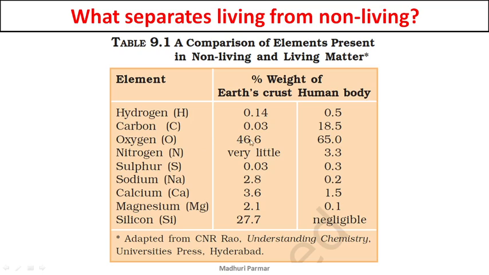Oxygen: in Earth's crust you have 46%, and in the human body, 65%. Nitrogen is higher in the atmosphere, but it is low in the Earth's crust. There is very little nitrogen in the Earth's crust, but it is quite high in the human body, at 3.3%. Then sulfur is also less in the Earth's crust and more in the human body.